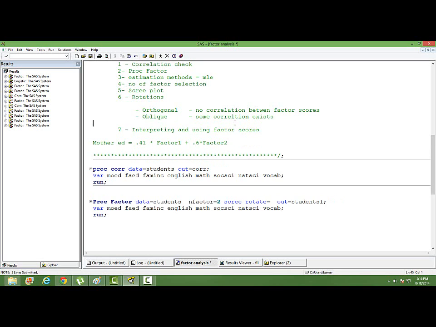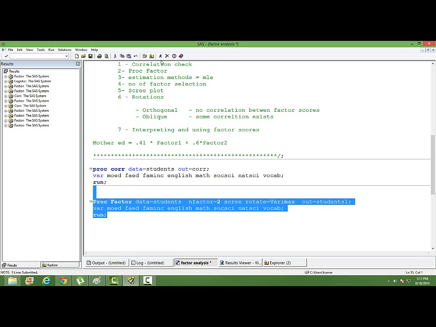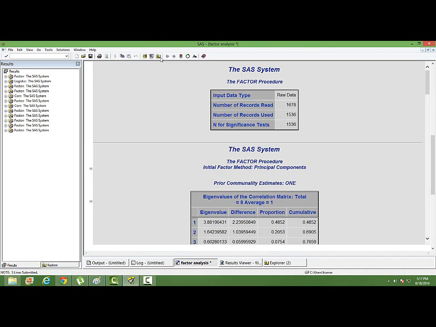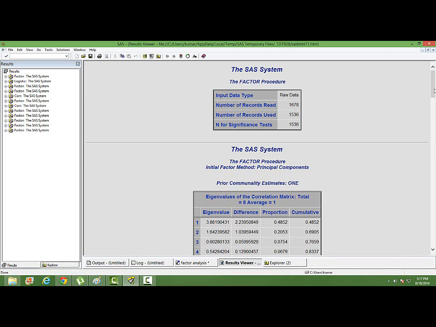I'll discuss only orthogonal rotations. That's the most popular one. We don't go into the strictness criteria. Most of the time orthogonal rotation is used. For orthogonal rotation, we need to use the rotate option: rotate equal to varimax. If you want to use oblique rotation, just mention promax, rotate equal to promax. If you are using varimax, it's going to rotate in an orthogonal fashion. Let me run it. Let me go to the factor patterns.